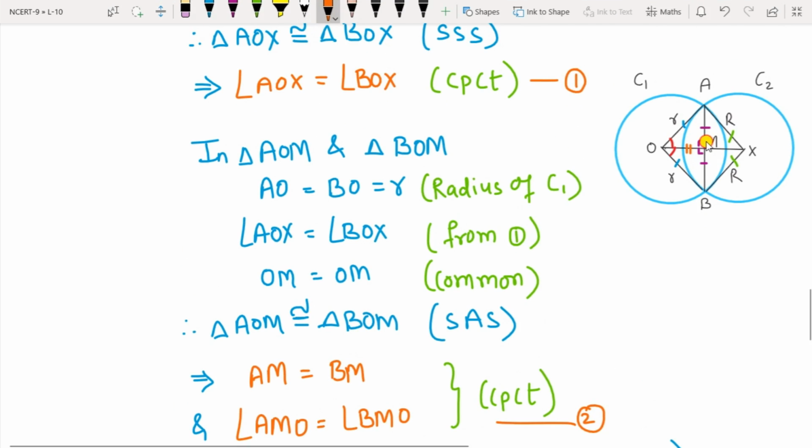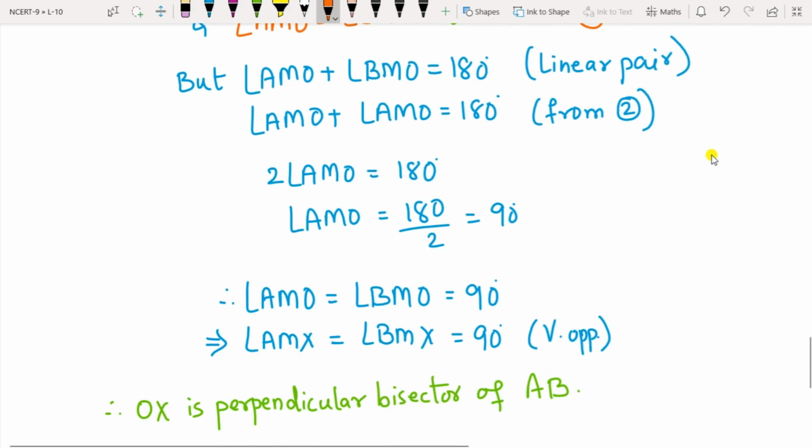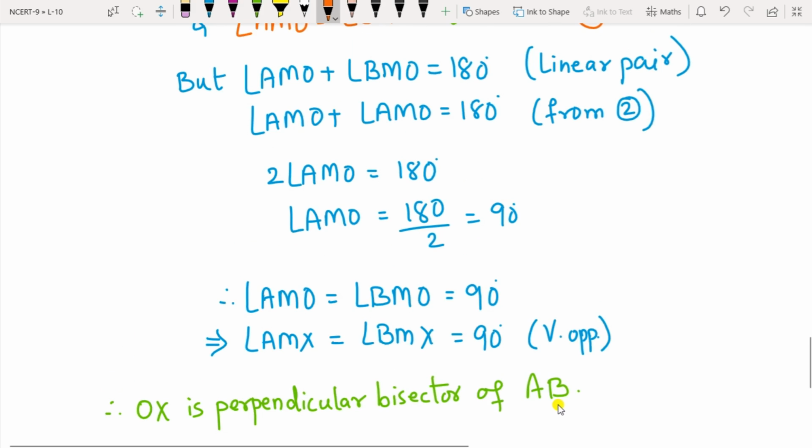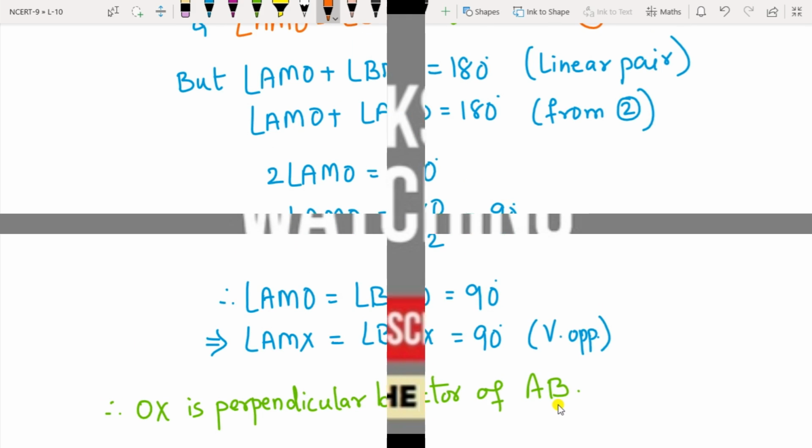Since these two are 90 degrees, the next two are vertically opposite. This one is vertically opposite to AMX, and AMO is vertically opposite to BMX. So this will also be 90 degrees here, and therefore all the angles are 90 degrees. So the result we required, OX is the perpendicular bisector of AB, is hence proved. So this was your exercise 10.3.